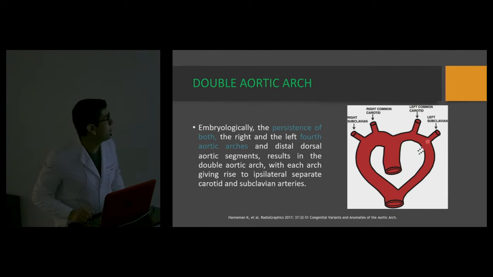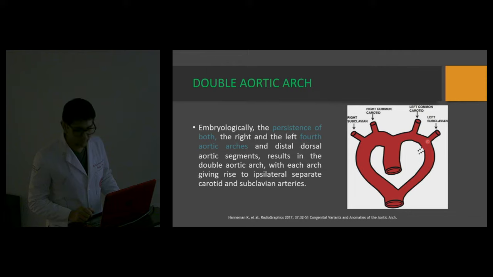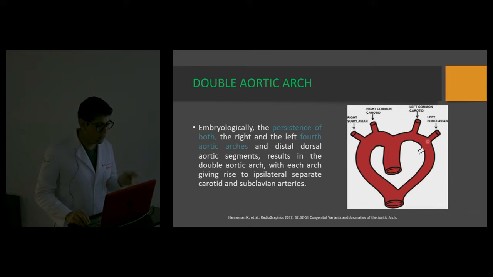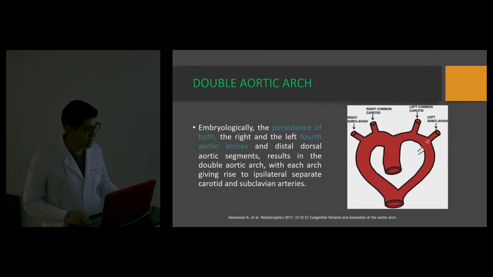Another anomaly is the double aortic arch. Embryologically, the persistence of both the right and the left fourth aortic arch and distal dorsal aortic segments results in the double aortic arch, in which each arch gives rise to the ipsilateral separate carotid and subclavian arteries. Okay, in this diagram we can see how each arch gives each branch.